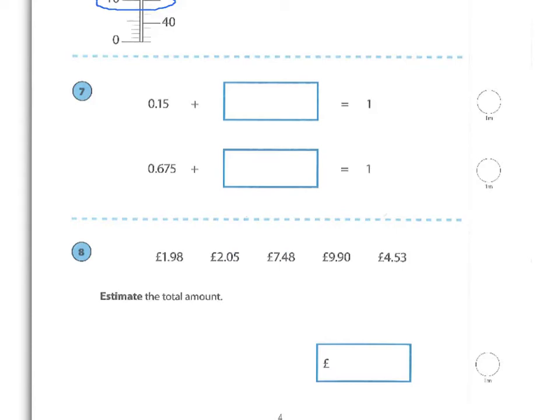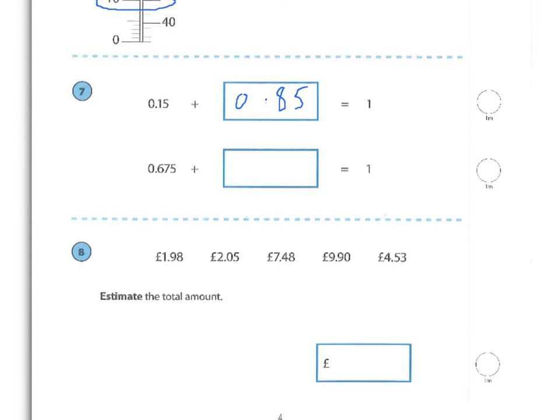Question 7. 0.15 plus blank equals 1. Now 0.15 is 15 hundredths, so what I need is to find 2 numbers that add up to 100 hundredths if they're going to make a whole. So the answer is 0.85, because then the 85 and the 15 make the 100 hundredths.